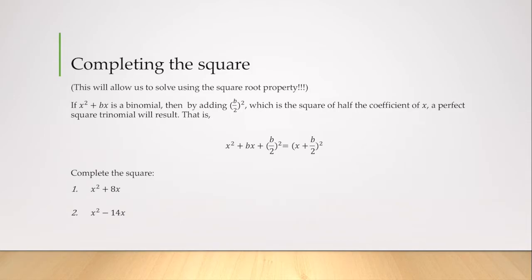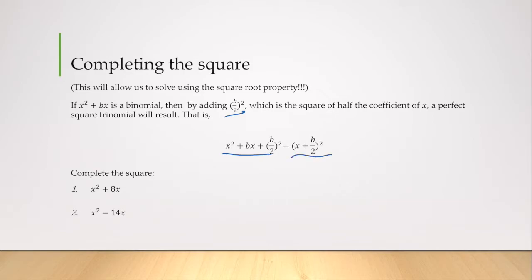Completing the square allows you to use the square root property. So if I have x squared plus bx as a binomial, if I add b over 2 squared to both sides, well, right now just to one side, a perfect square trinomial will result. So let me show you how this works.